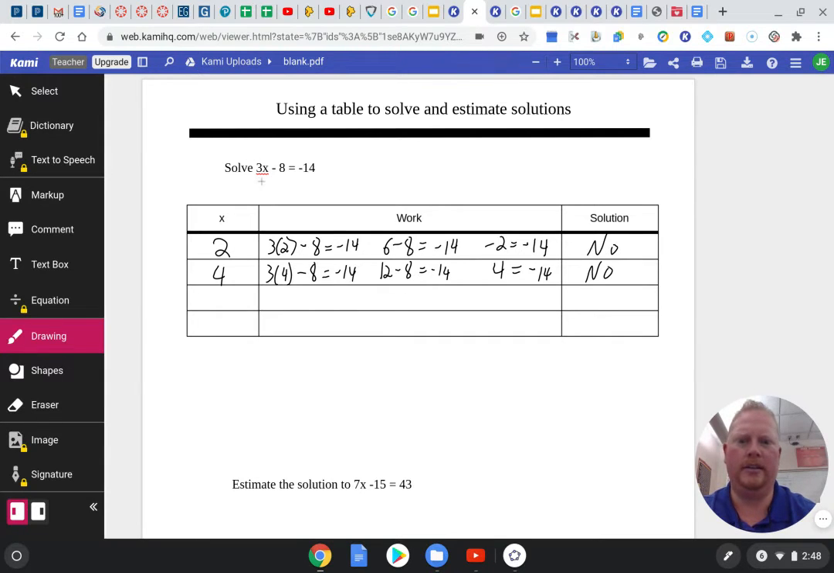0 I could do pretty easily. 0 minus 8 is negative 8. Now, that's not it. So let's go less than 0. How about negative 2? So 3 times negative 2 is a negative 6 minus 8. So negative 6 and a negative 8 makes a negative 14. Okay, there we go. We finally got it.